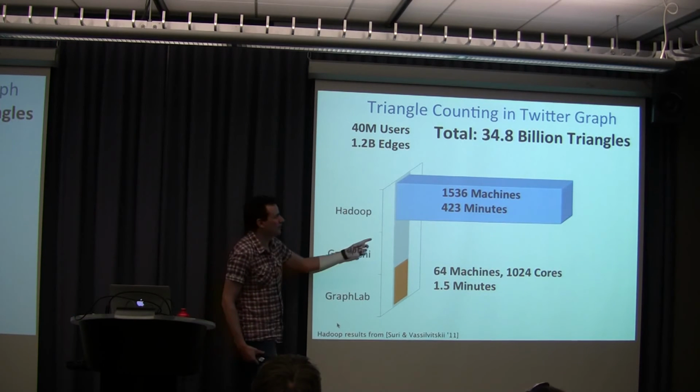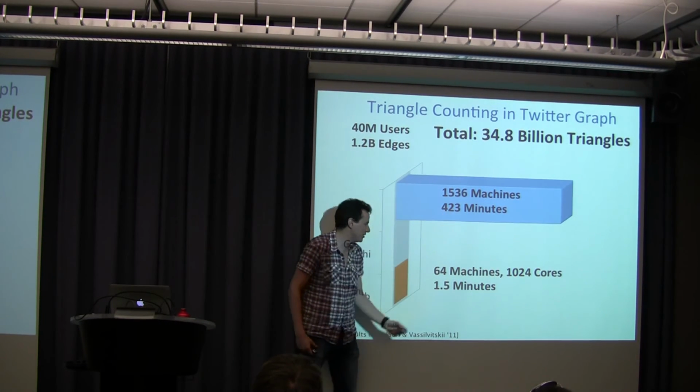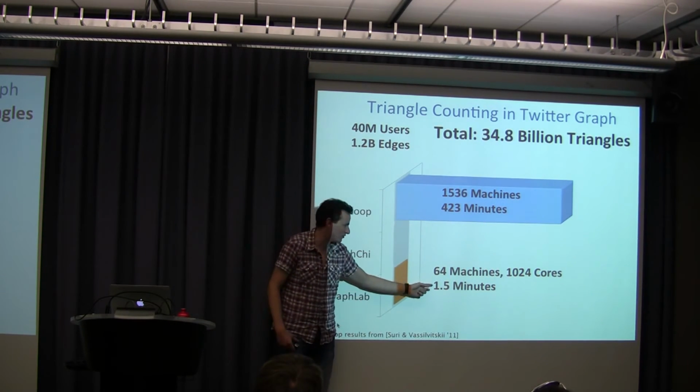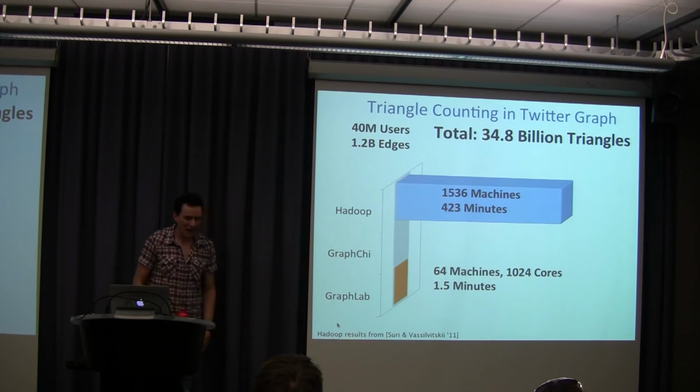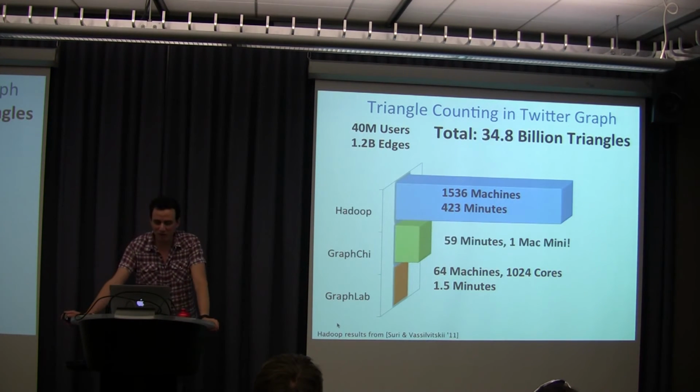If you take the problem that in Hadoop took about 1,000 machines for 100 minutes, in GraphLab there are 64 machines, and Aapo can take a Mac Mini and solve this problem in 59 minutes. It's pretty impressive.